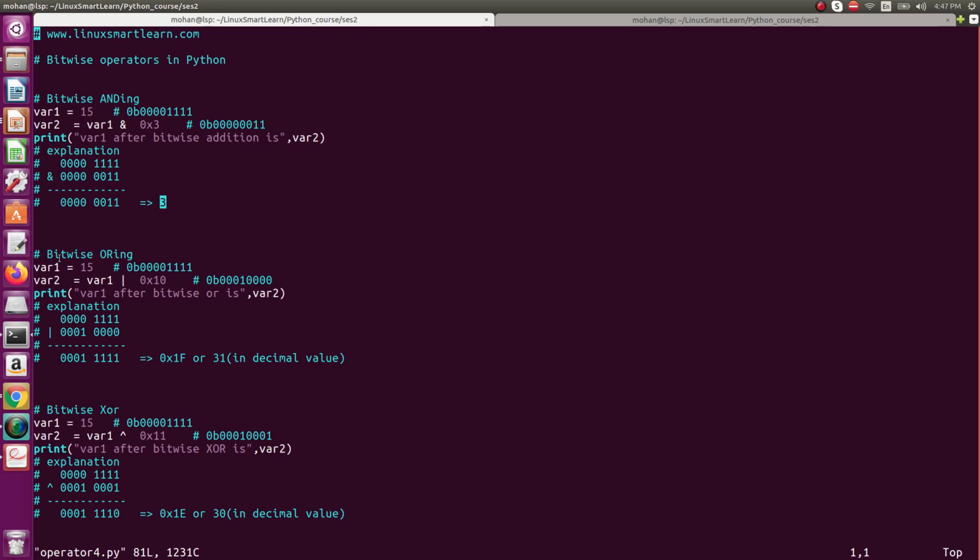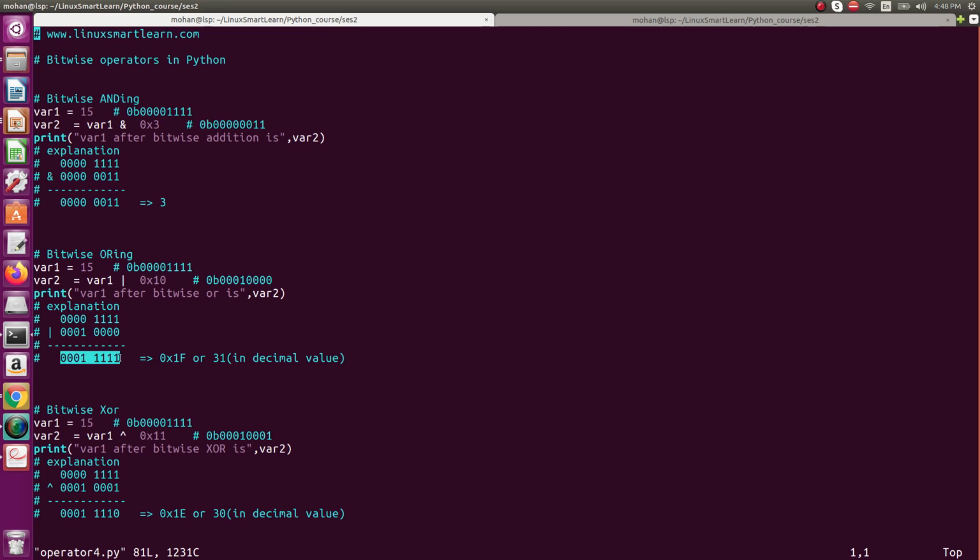Similarly, we perform bitwise ORing. In bitwise ORing, let's say we have var1 equal to 15, the binary representation is shown here, and we are bitwise ORing with hexadecimal 10. Now in ORing, if there is even a single 1 present, the output will be 1. So 1 OR with 0 is 1. In the same way, 1 OR with 0 is 1. And here 1 OR with 0 is also 1. So we get this result.